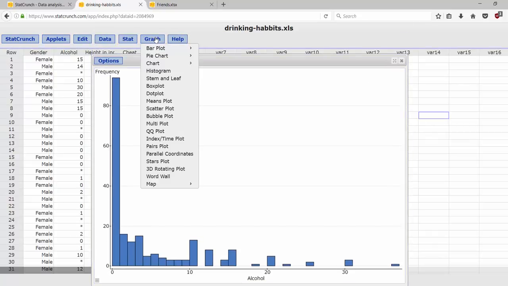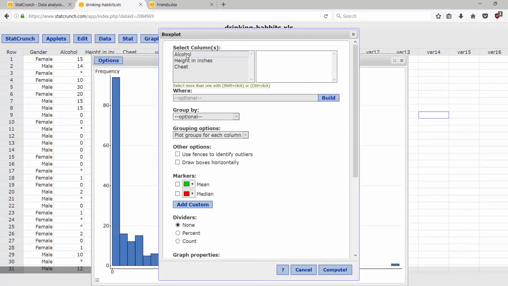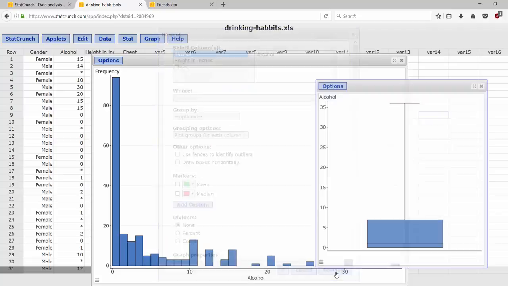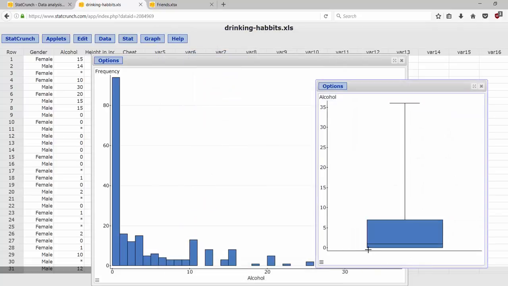And let's say we want to make a box plot. Go ahead. Let's keep alcohol. It doesn't have a very interesting box plot. You can see there is no lower whisker here, right? And is this graph skewed left, skewed right, or symmetric? What would you say? Skewed. Very good, very good.